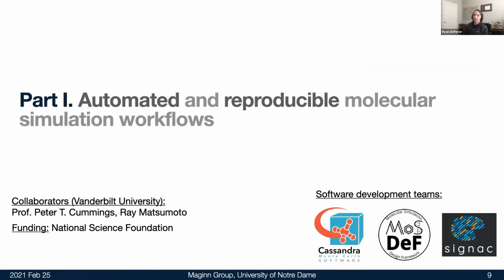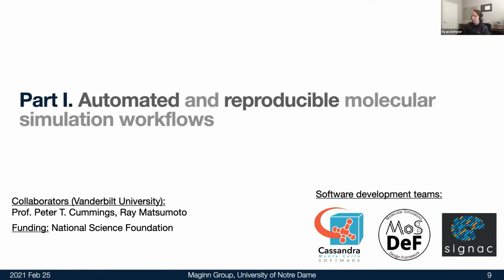So with that, I'm going to move into the first part of my talk, which is focused on automated and reproducible molecular simulation workflows. This work was done in collaboration with some researchers at Vanderbilt University, Professor Cummings and a graduate student, Ray Matsumoto. Funding comes from the National Science Foundation. I want to acknowledge software development teams. I really built upon the work that previous developers had done on these projects. I wouldn't have been able to do this all by myself.